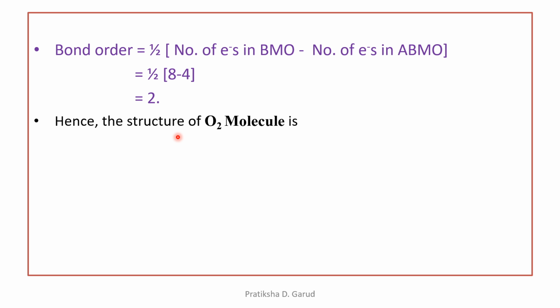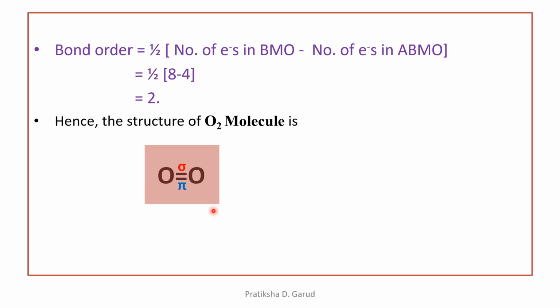So let us see the structure of the oxygen molecule. We have a structure like this. In between two oxygen atoms, there is a double bond. Double bond indicates there is one sigma bond and one pi bond. So this is the structure of the oxygen molecule.